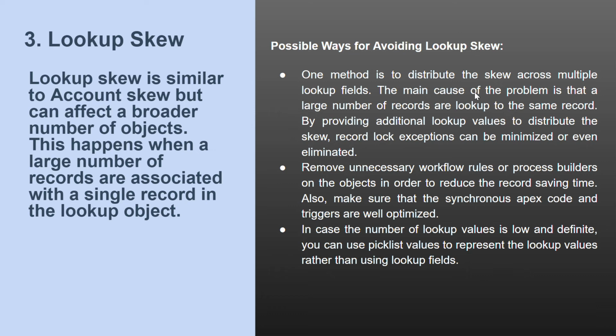Remove unnecessary workflow rules or process builders on the object in order to reduce the record saving time. Also, make sure that the synchronous Apex code and triggers are well optimized. It means that you use the best practices which are there in the Salesforce documents, then there will not be any issue, or the data skew or the lookup skew will not occur in your org.